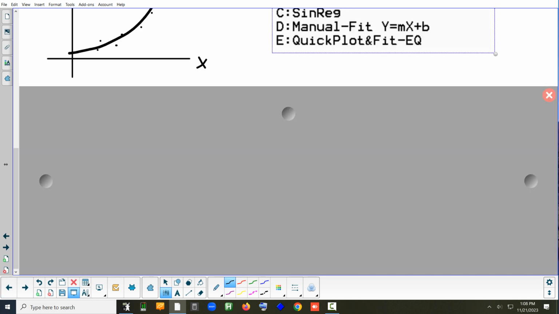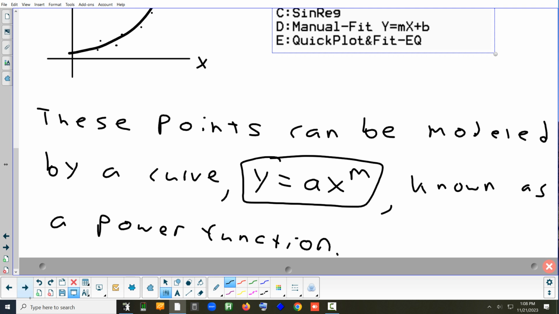All right, so what does a power model look like? Well, it looks like that. That's the equation of what's called a power function. And when you look at that at first, it really doesn't have anything to do with logs at all. An answer might be something like this: y equals 4.5x to the fifth.